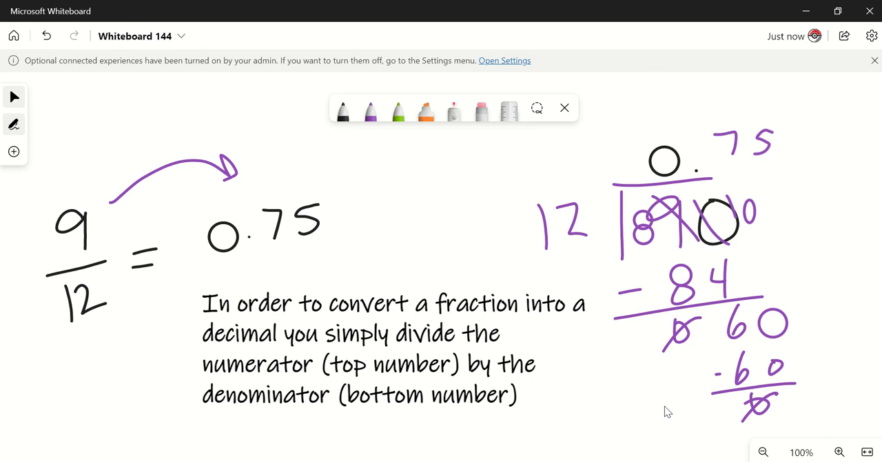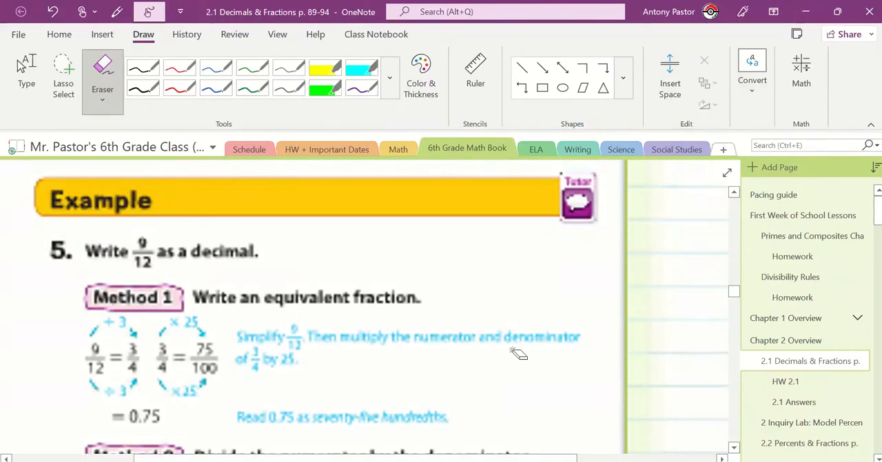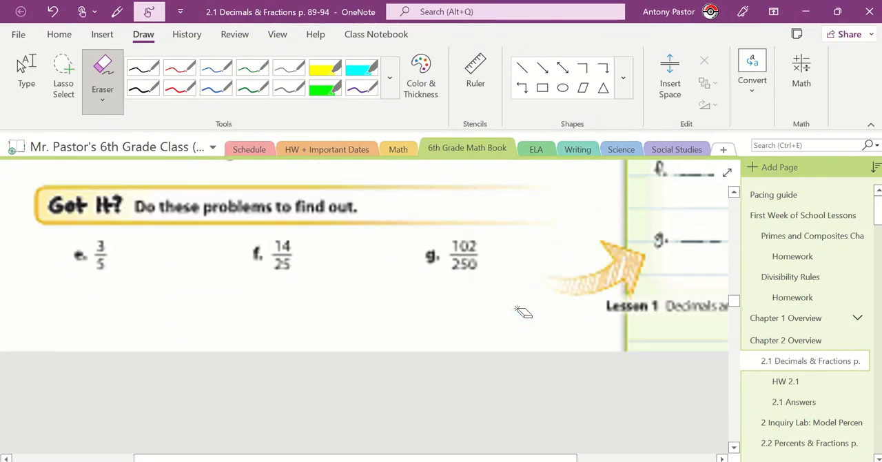Again, and this should be added into your notes as well, if the bottom number is 10, 100, 1,000, 10,000, 100,000, you can easily convert that fraction into a decimal by just putting the top number and ending it in that place value. We'll do a few examples here, and then we're going to call this one a video.